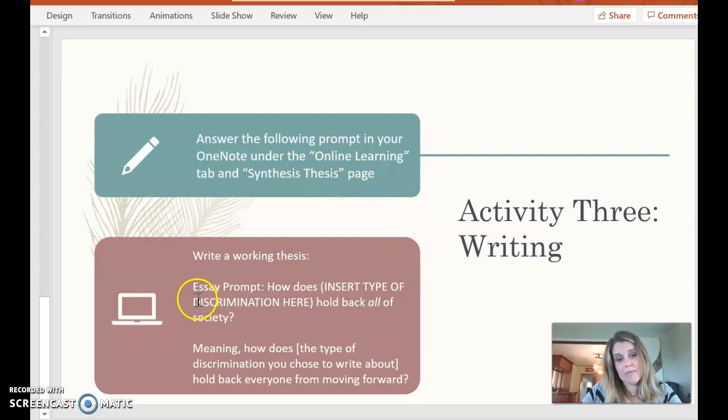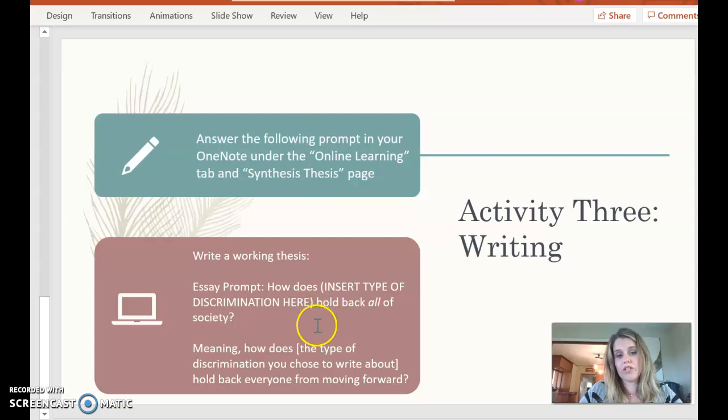So your essay prompt is how does, and then whatever topic you picked, whatever type of discrimination you picked, how does, I'm going to use racism, hold back all of society? Meaning, if a group of people are racist towards people of color, how does that prevent everyone from moving forward? Meaning, if we're not all able to progress together when a group of people are being marginalized or being discriminated against. So think about that.